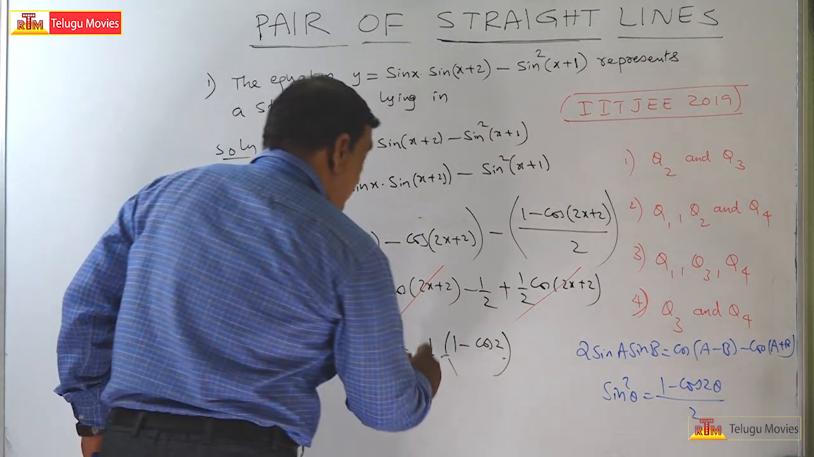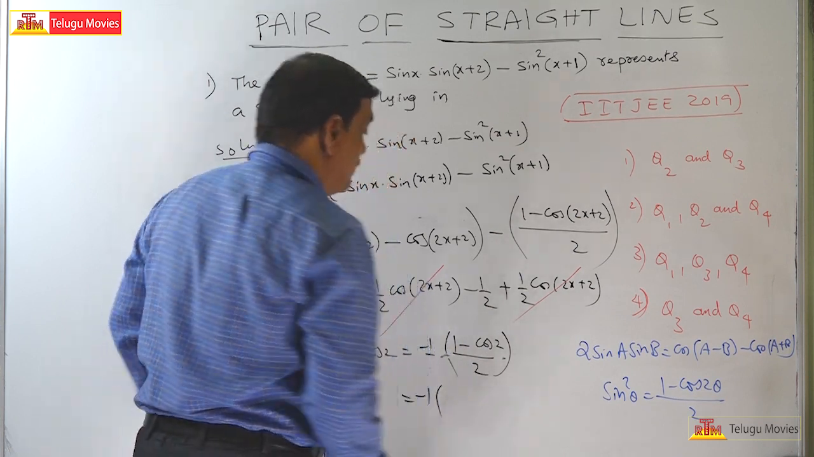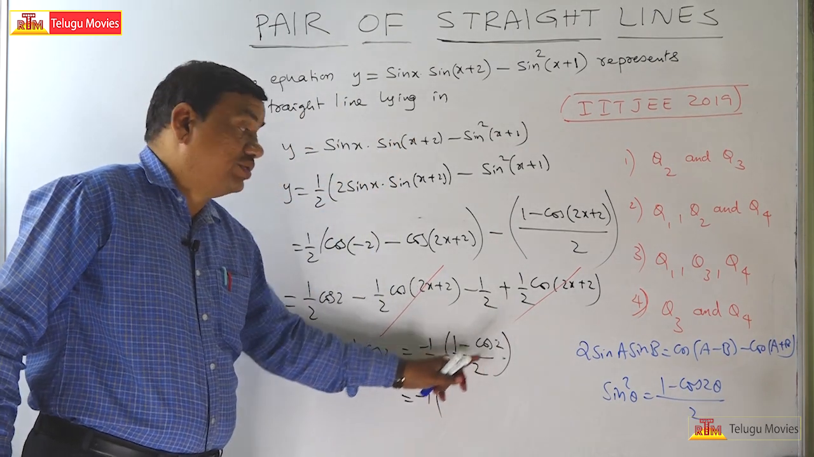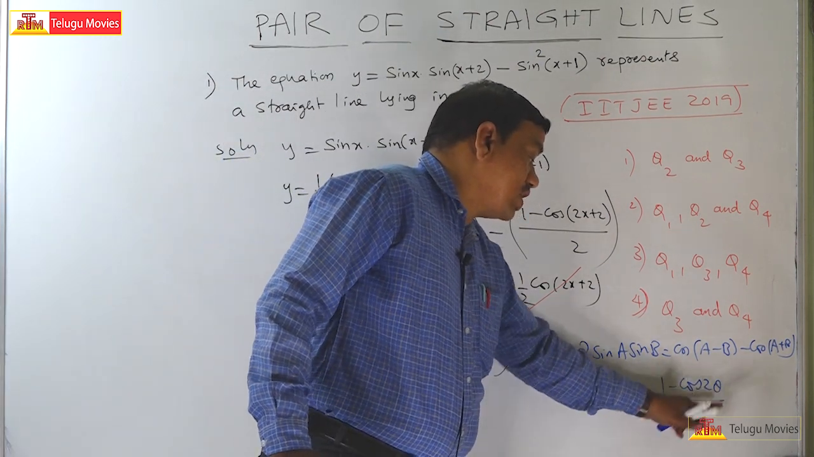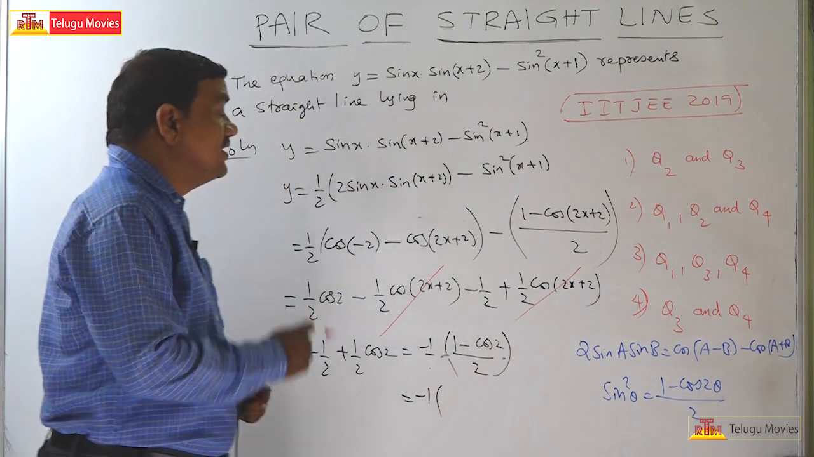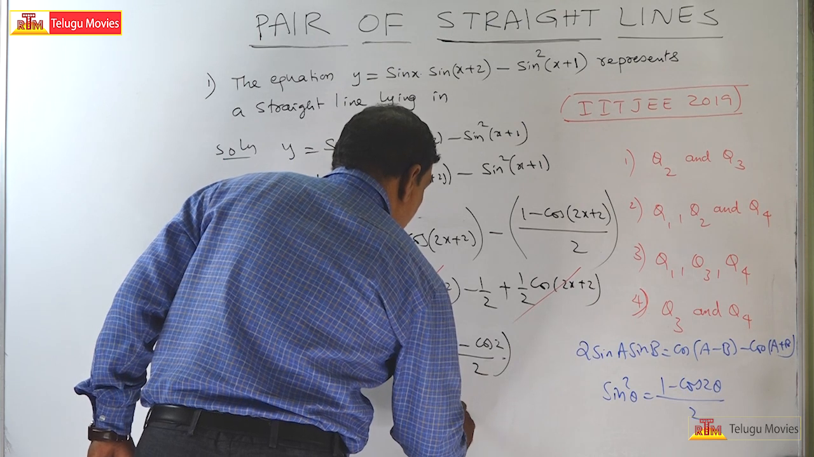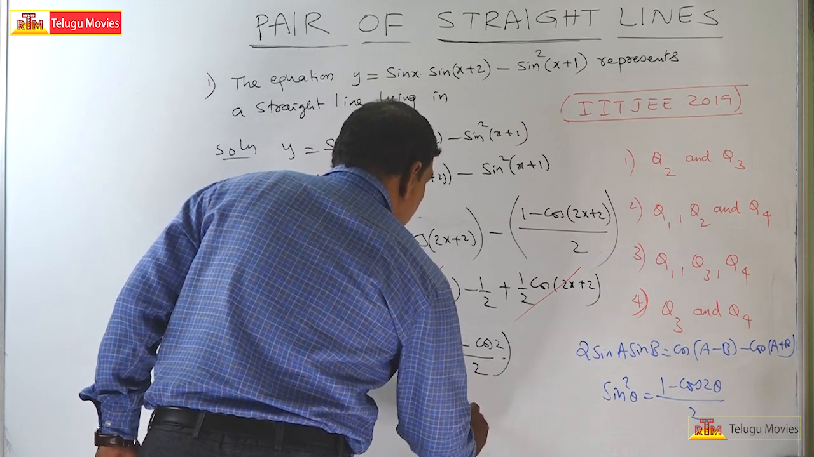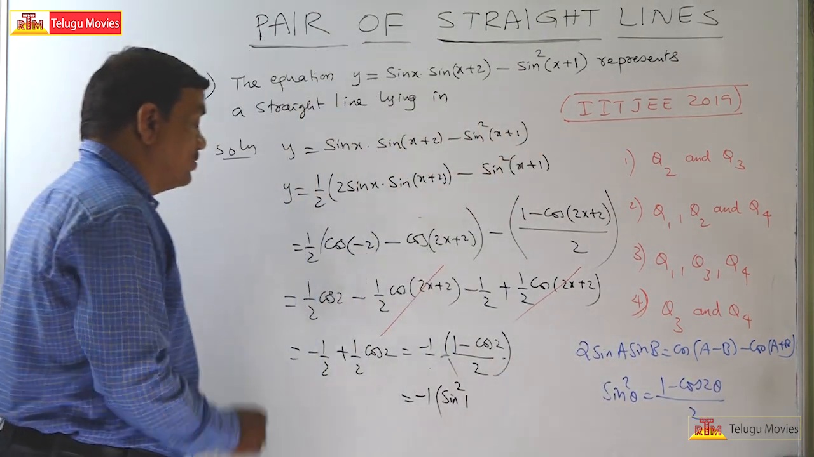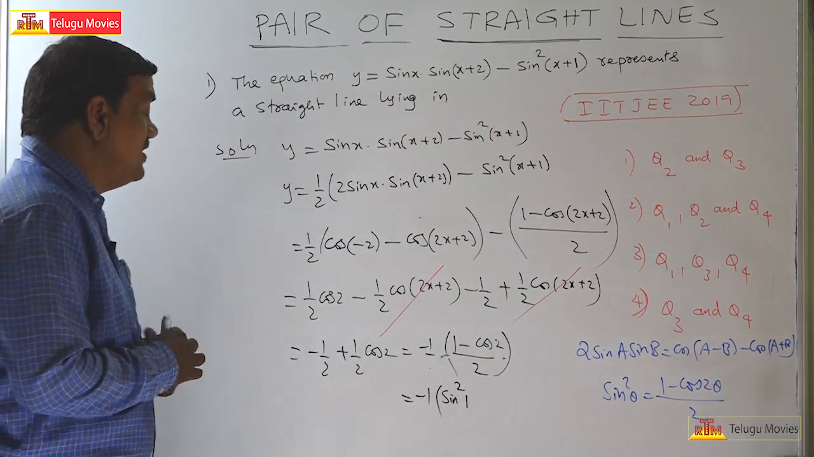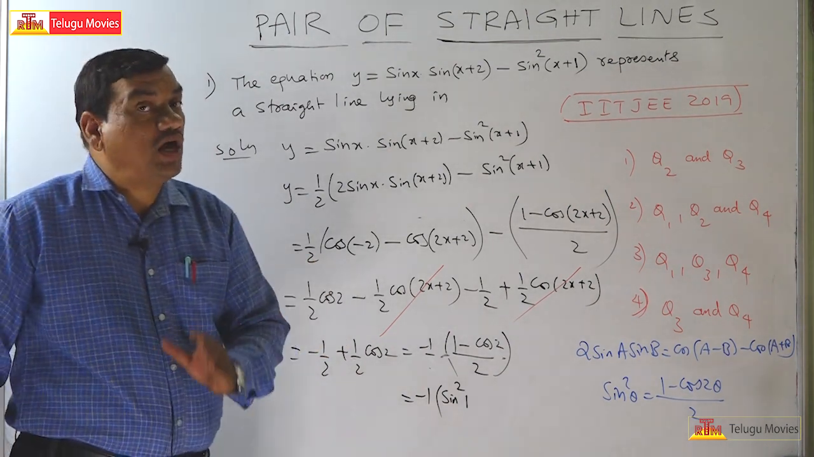Again, we can simplify this, otherwise you can put 2 here. So that is a minus 1 into 1 minus cos 2 theta by 2. See here, 1 minus cos 2 theta by 2 can be written as sin square theta. This is nothing but sin square theta. Theta means how much here? 1. If it is 2 theta, you will get theta. So on the whole, minus sin square 1 you got. So let us continue the solution.